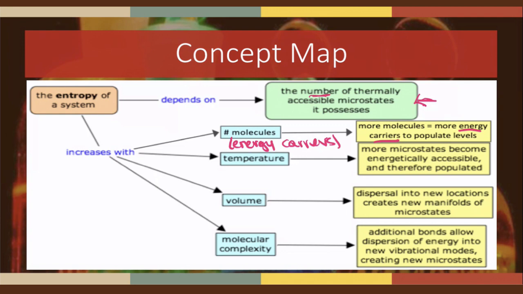It also increases with volume, because if you're in new locations, you can be in different arrangements. That's when we let the gas molecules go from the left side to both sides. And the molecular complexity basically just talks about the ways that the molecule can vibrate or rotate, which, when you have bigger molecules, they can go more ways. Don't worry too much about that.